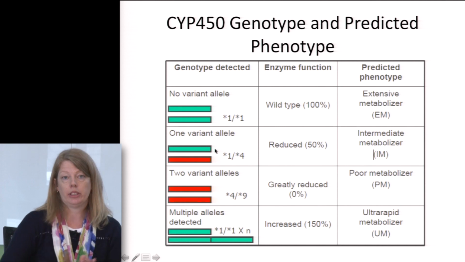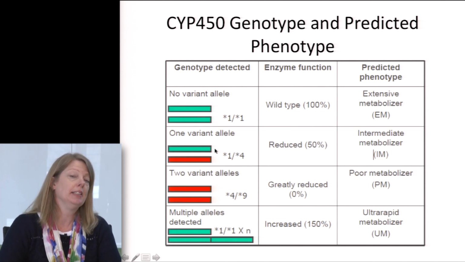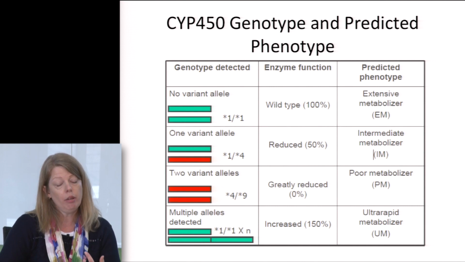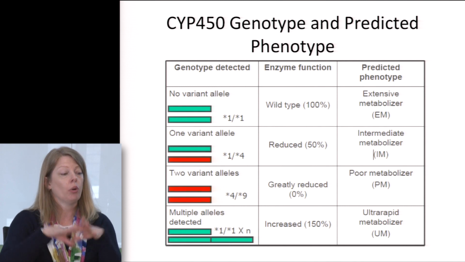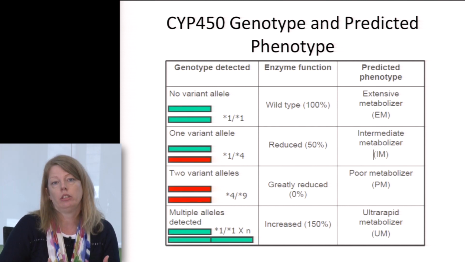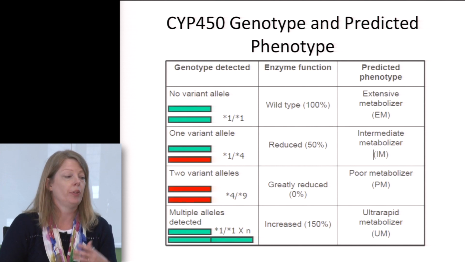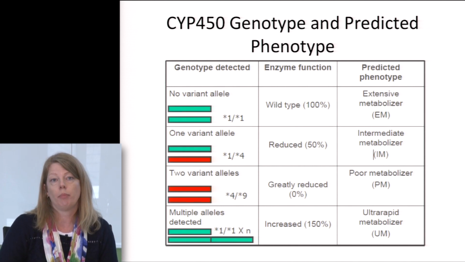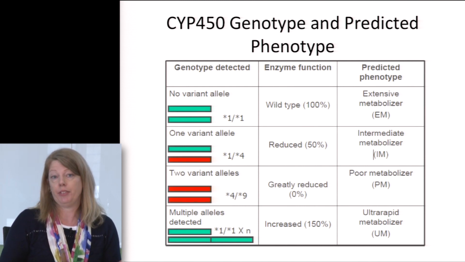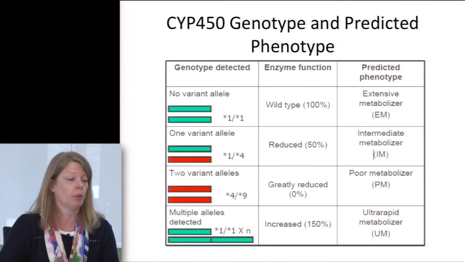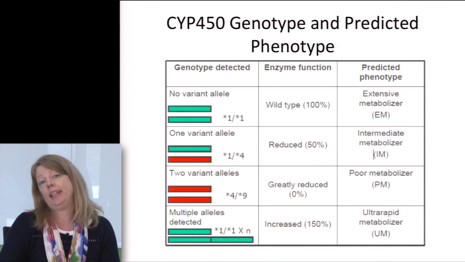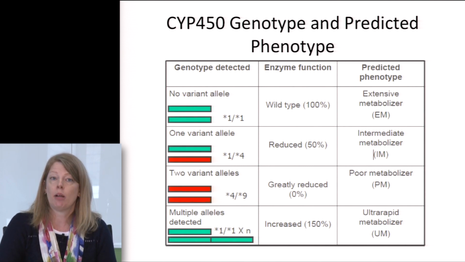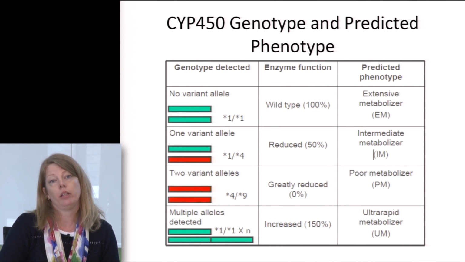If you have one copy of the star 1, but one copy of a variant allele that either encodes for an enzyme that has no function or decreased function, your overall enzyme function that's produced in your body is reduced. So if you have one wild type copy and one copy of the gene that encodes an enzyme with no function, you're looking at having about 50% of the functioning enzyme in your cells compared to the person that's star 1, star 1. This is referred to as an intermediate metabolizer, or an IM. You're able to metabolize the drug, just not at the same rate as somebody who is a star 1, star 1.